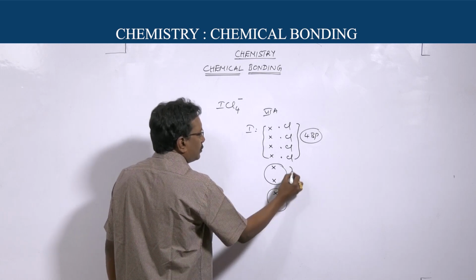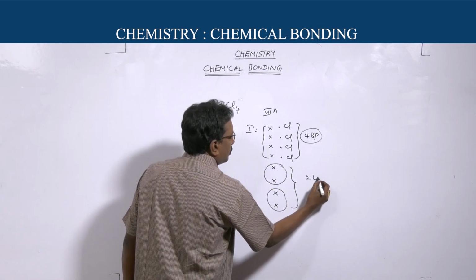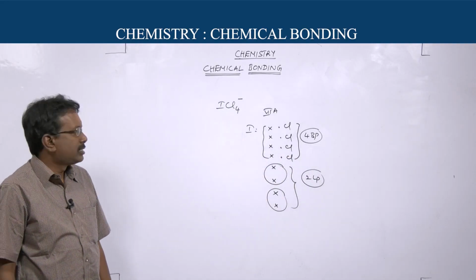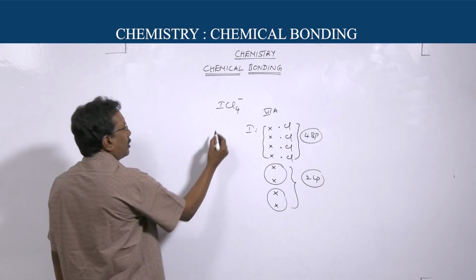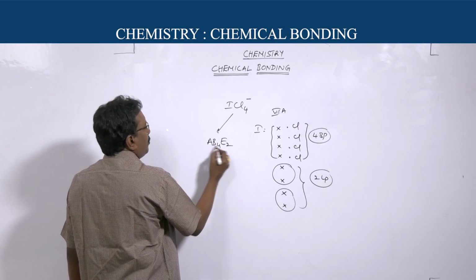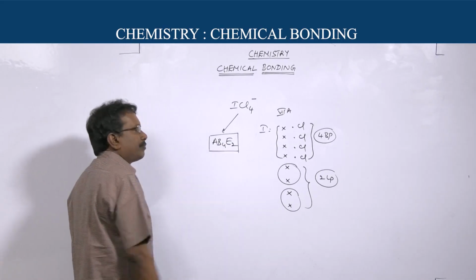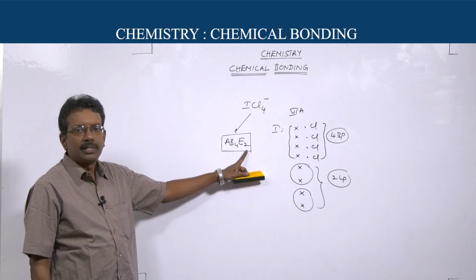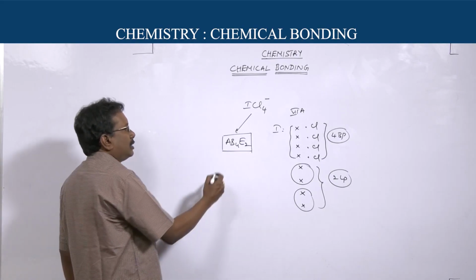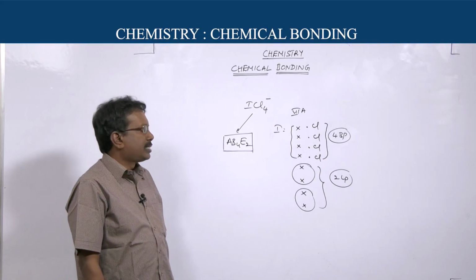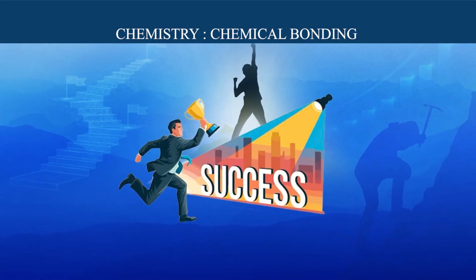So overall it becomes an ion containing 2 lone pairs near the central atom. So overall this molecule is called an AB4E2 type molecule. Then according to VSEPR theory, if we have 4 bond pairs and 2 lone pairs near the central atom, the shape of this molecule is square planar. The molecular shape is square planar structure.